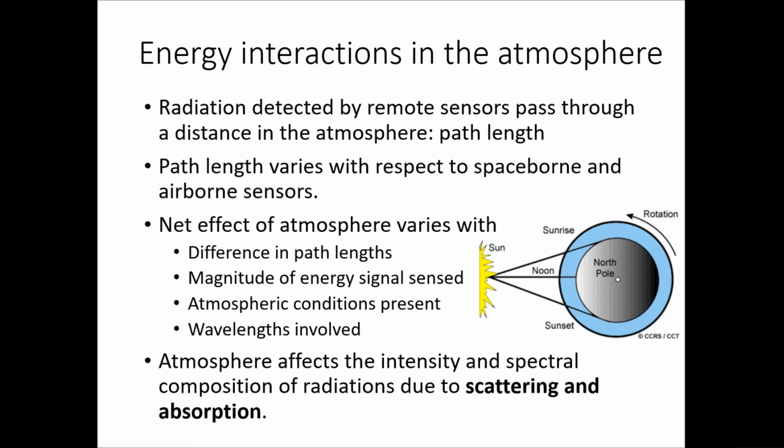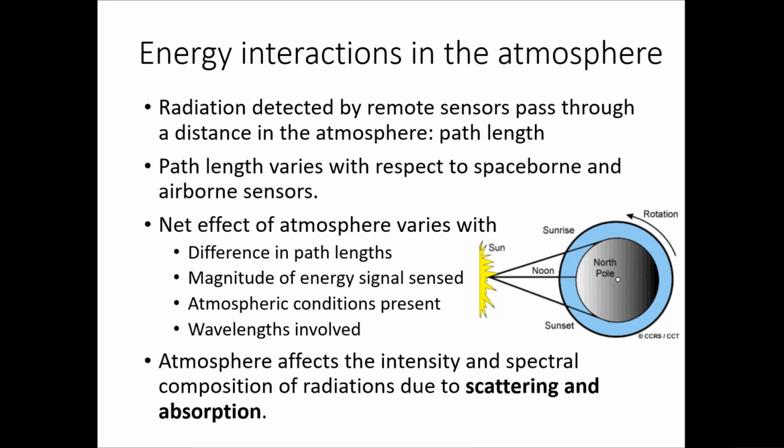So, one major parameter that affects the atmosphere's effect on energy interactions is the difference in the path length, then the magnitude of energy signal sensed, then the atmospheric conditions present. How can the atmospheric conditions affect it? Very humid or very smoky conditions can affect the remote sensing quality, isn't it? Do you agree? A highly foggy area versus a bright sunny day, which one will give you better data about an earth feature? Of course, a bright sunny day. So the atmospheric conditions present also affect our remote sensing quality.